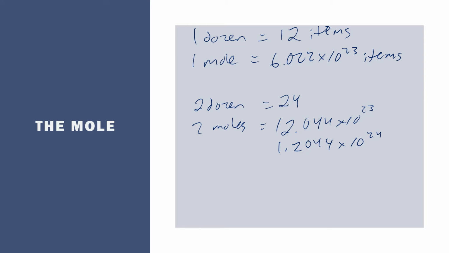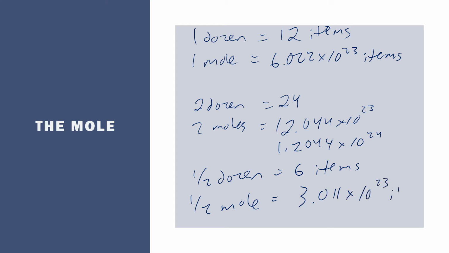You could also go the other way around. So if I have a half dozen, we know that that's 6 items. So you can have 1/2 of a mole, and that would be 3.011 times 10 to the 23rd items. So a mole is just a way that we count things. It happens to be this huge number because atoms, molecules, ions, electrons, whatever it is we're counting is very tiny.